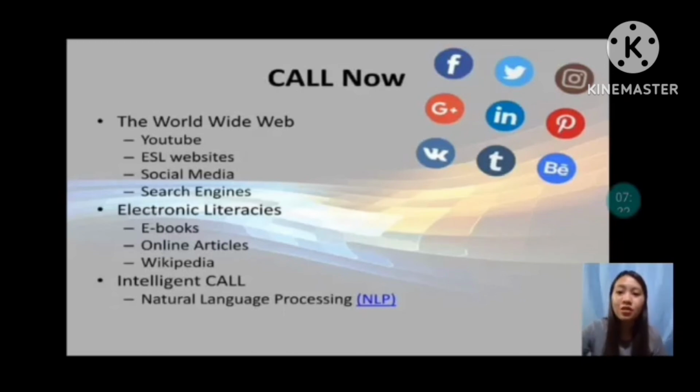intelligent CALL. When we say intelligent computer-assisted language learning, it denotes the use of artificial intelligence in the development of computer-assisted language learning materials. For example, to create intelligent tutoring systems which are capable of processing and giving feedback on free language input. This includes natural language processing. Natural language processing is a form of artificial intelligence that allows computers to understand human language, whether written or spoken.